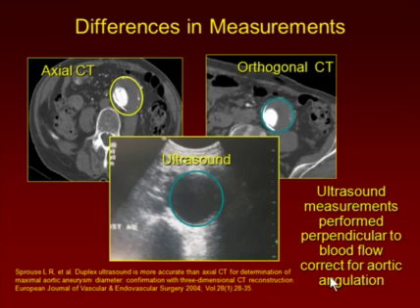The orthogonal CT or 3D reconstruction CTs, in which a true perpendicular line was placed, correct for that angulation, as does ultrasound. And as sonographers, we can correct for that angulation and perform these measurements perpendicular to blood flow. And again, this was published in the European Journal of Vascular and Endovascular Surgery in 2004 with the main author of Richard Sprouse.